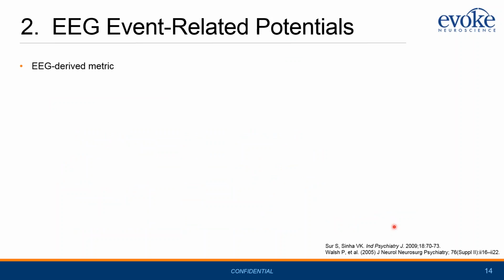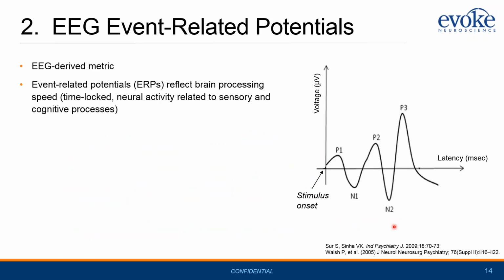So ERPs are an EEG-derived metric, and they reflect brain processing speed. We do this by looking at time-locked neural activity, which relates to sensory and cognitive processes. This graph has time, latency in milliseconds, on the x-axis, and voltage on the y-axis. Starting here at the intercept is our stimulus onset. During an EEG, we give somebody a stimulus to look at, and we look at the way their brain processes that information, and we get this event-related potential waveform.